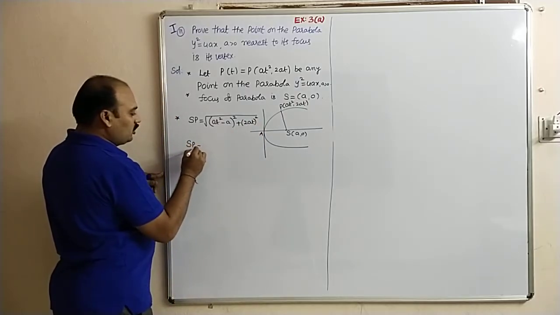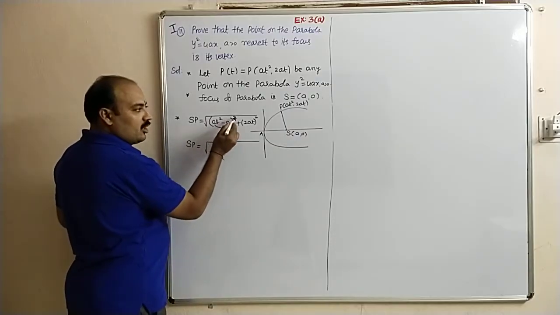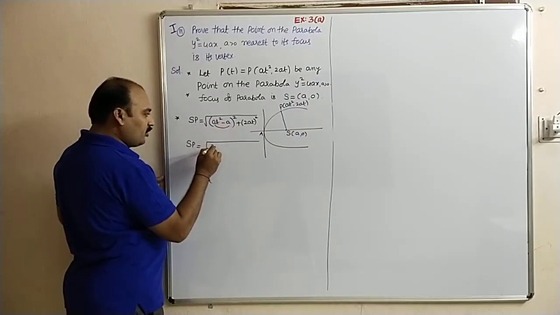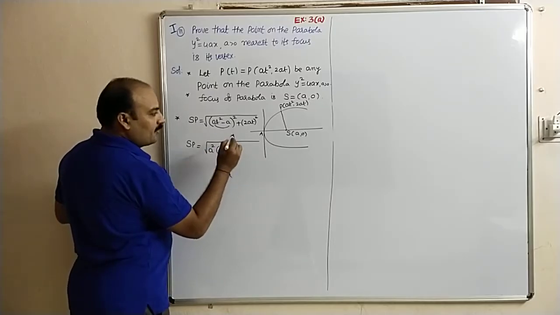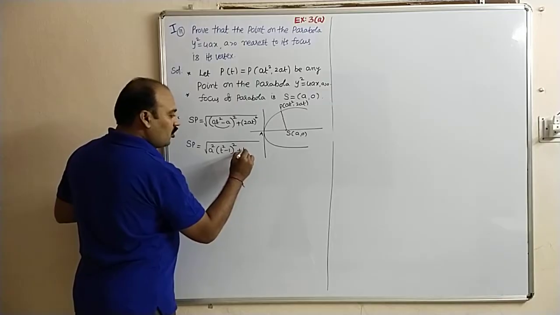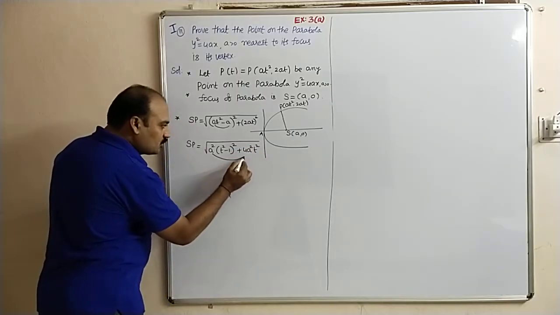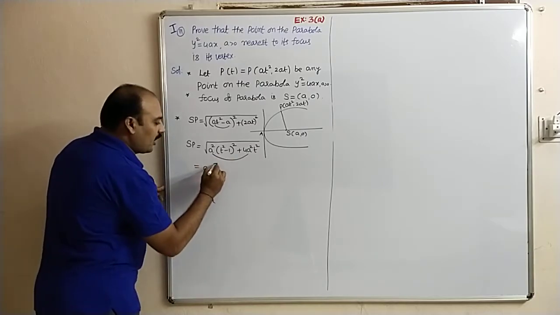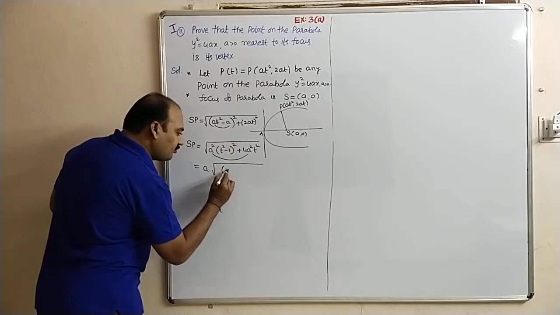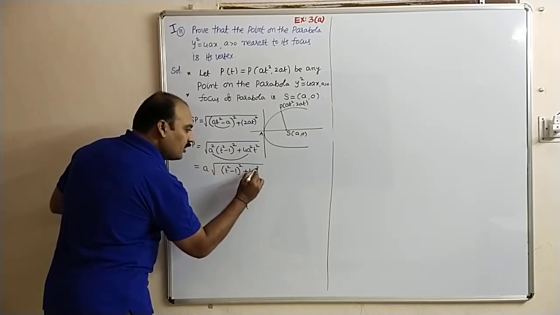So SP equal to square root of, from these two a take common and square will come out. So a square we can take out, (t square minus 1) whole square plus a square, 4a square t square. A square from these two terms you can take common and you can take outside. It will become a square root of remaining (t square minus 1) whole square plus 4t square.